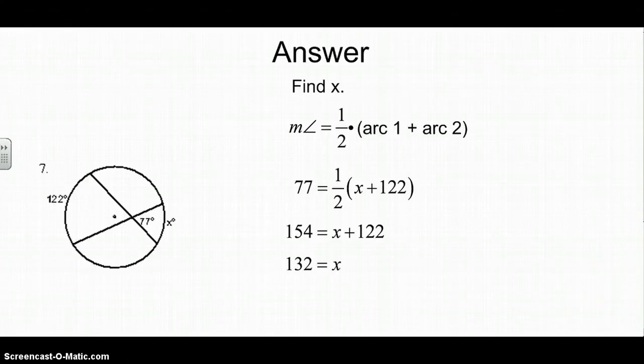You can see that I simply substituted into my formula for when the vertex of my angle is inside the circle, not on the center. And 77 was the angle measure. It's equal to 1/2 the sum of the arcs. Now, what's different about this problem is that I'm going to have to use some algebra to solve. And rather than distributing the 1/2, I multiplied both sides by 2 and solved for x. X is 132.